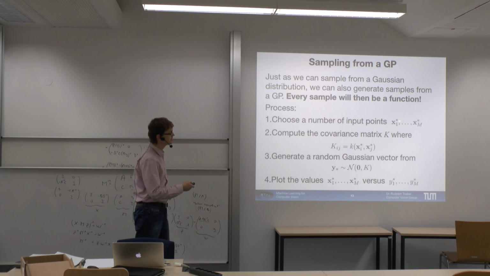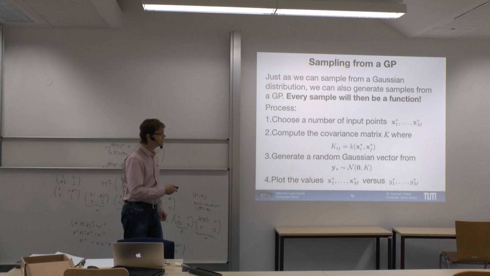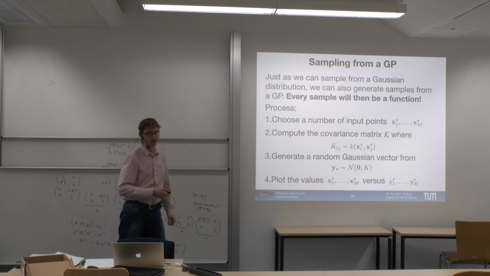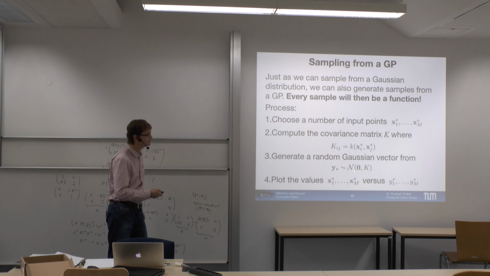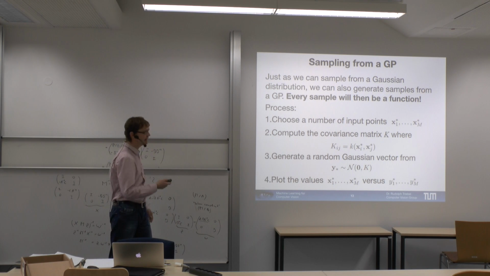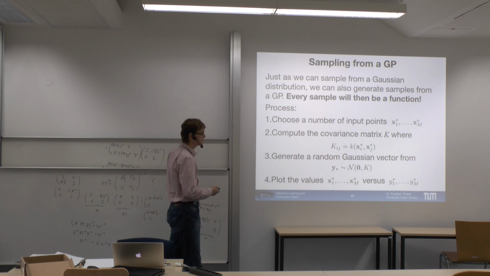We usually call them with stars here. We compute now the covariance matrix K of these input points. And now we have an n-variate Gaussian, and we can now sample from that Gaussian, right? Let's say we have zero mean, and we have some covariance matrix K. Now we sample from that Gaussian, and now we have x, y values, and we can just plot them, right?